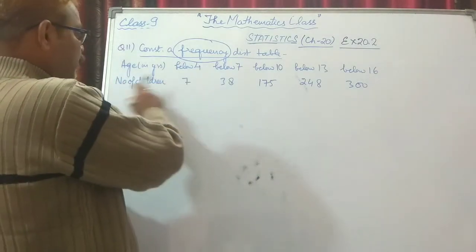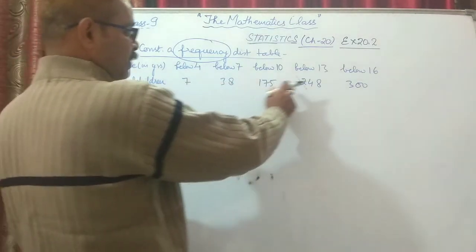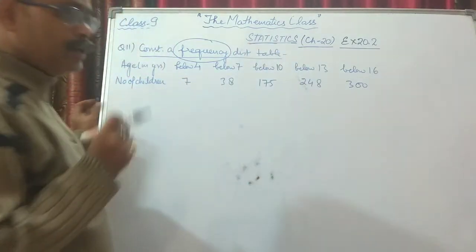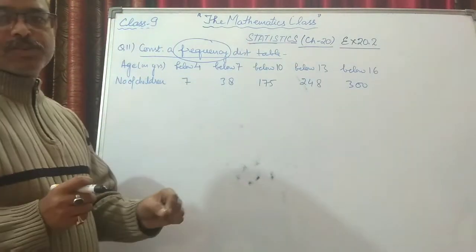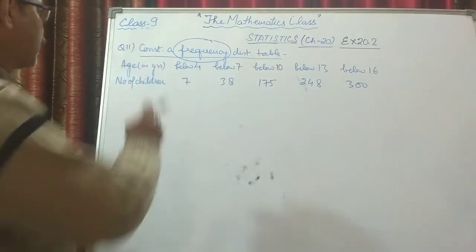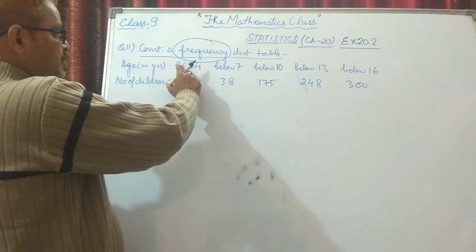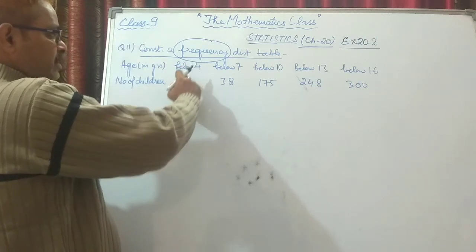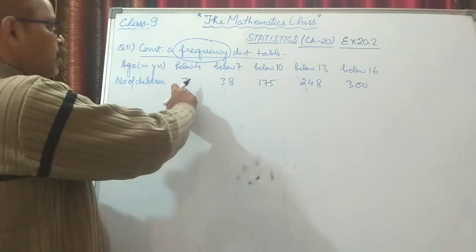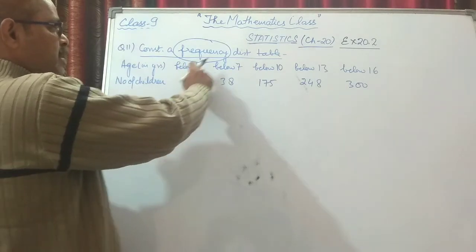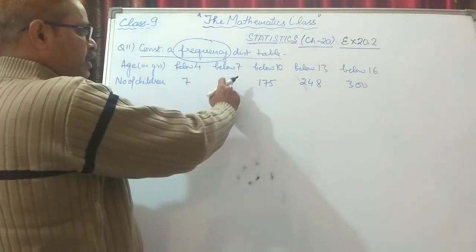At the same time, it is given number of children 7, 38, 175, 248 and 300. But when you see the value of X or class marks, it says there are children whose age is below 4 years. How many children are there? 7 children are there whose age is below 4 years. Similarly, below 7 years, 38.